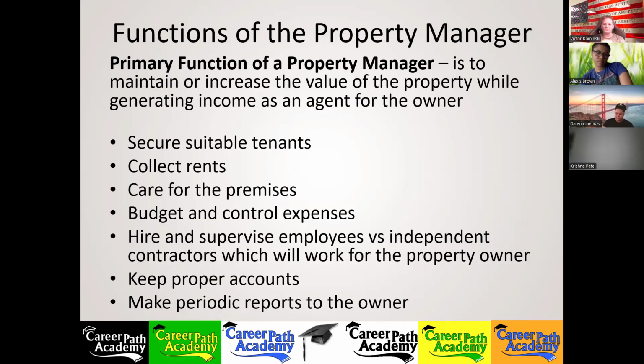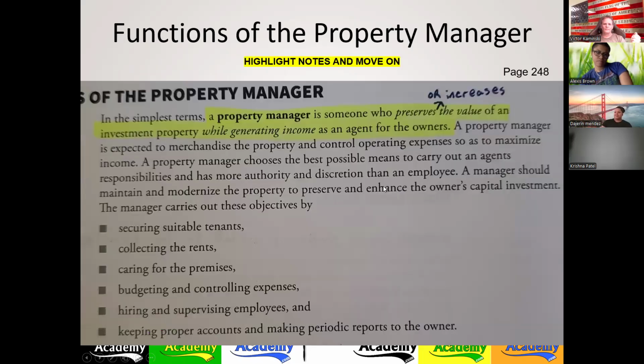Keeping proper accounts, making periodic reports back to the owner. So let's highlight and then write this in here. The property manager is someone who preserves or increases the value of an investment property while generating income as an agent for the owners.